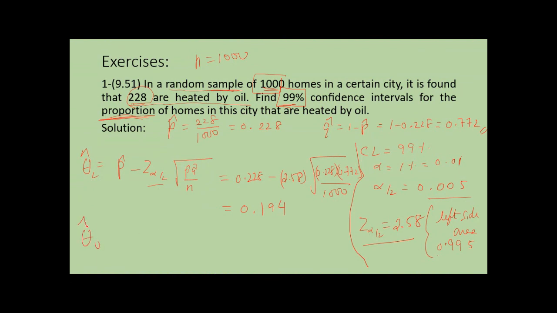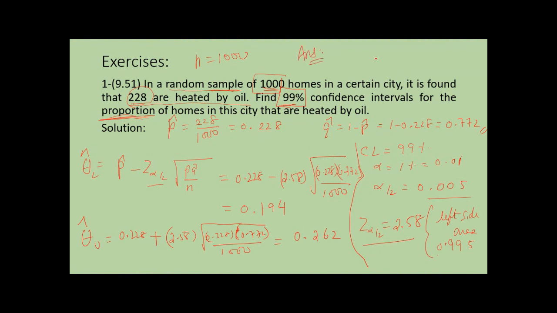The upper limit is the same, 0.228, but you use addition between them, and 2.58 and the square root the same, 0.228 times 0.772 divided by 1000, and the answer is 0.262. Therefore, the interval, I write the answer here, at the top.